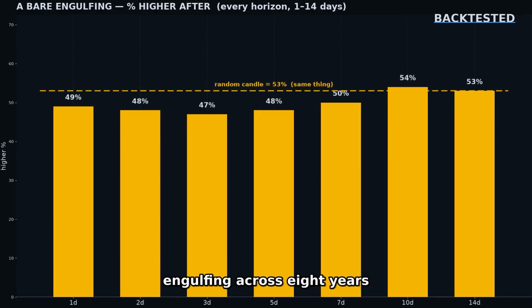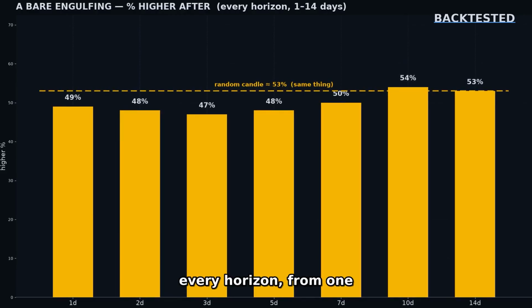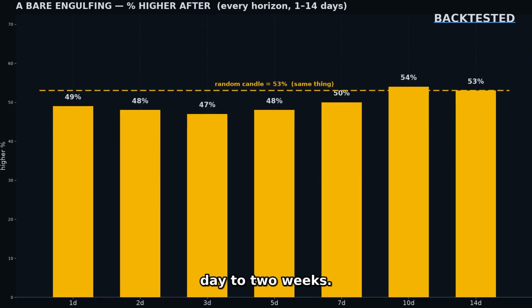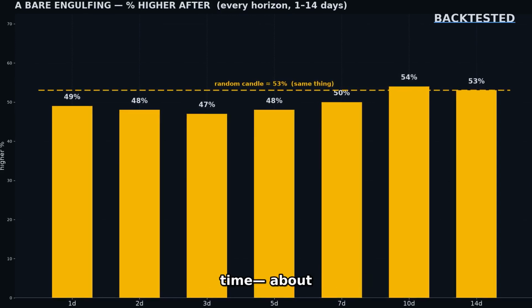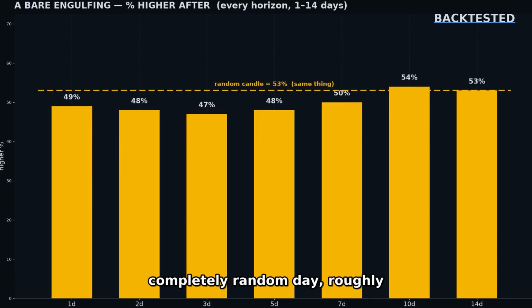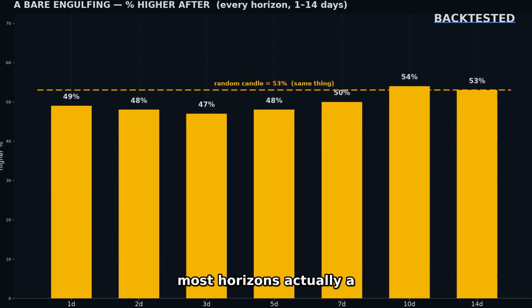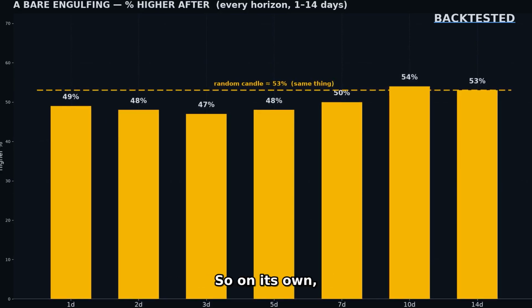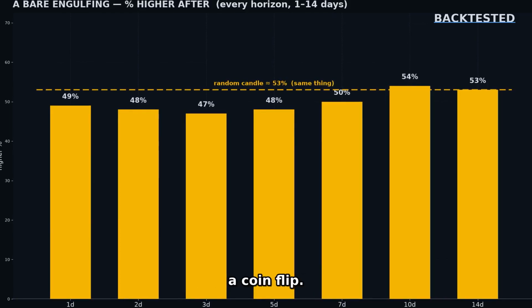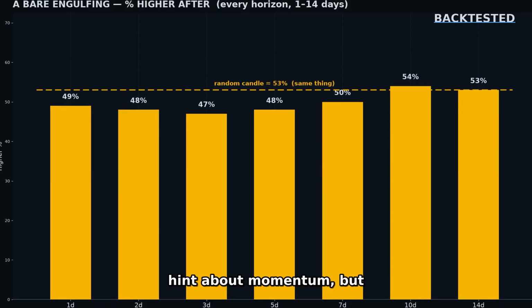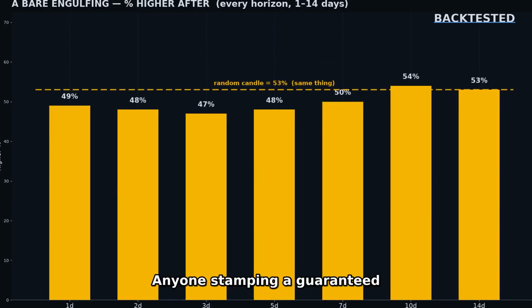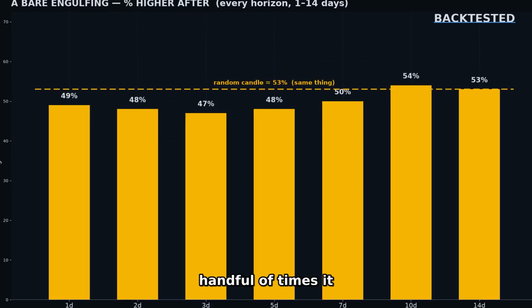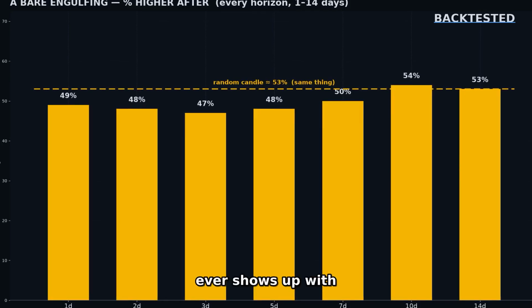We flagged every bullish engulfing across 8 years of Bitcoin and checked every horizon, from 1 day to 2 weeks. Price was higher afterward somewhere between 47 and 54% of the time, about the same as a completely random day, roughly 53%, and at most horizons actually a touch worse. So on its own, a bullish engulfing is a coin flip. It is a genuine hint about momentum, but it is not a signal, and certainly not a crystal ball. Anyone stamping a guaranteed win rate on it is showing you the handful of times it worked and hiding the many times it did not. Its real value only ever shows up with context.